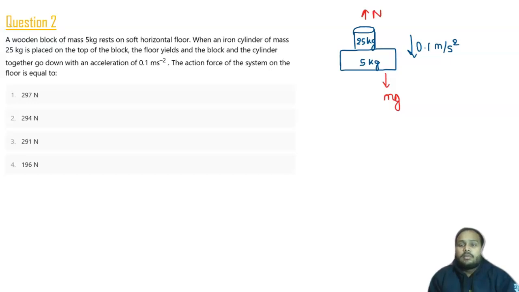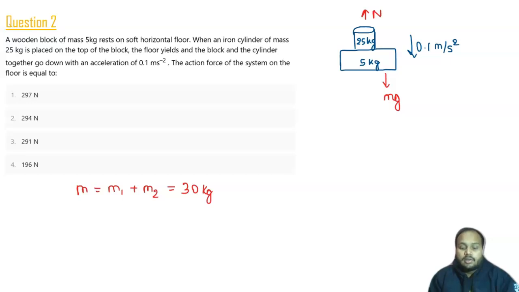So this m will be equal to the mass of the cylinder plus the block, m1 plus m2, which will be equal to 25 plus 5, that is 30 kg. Fine.